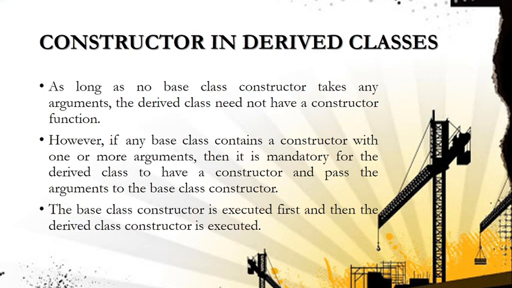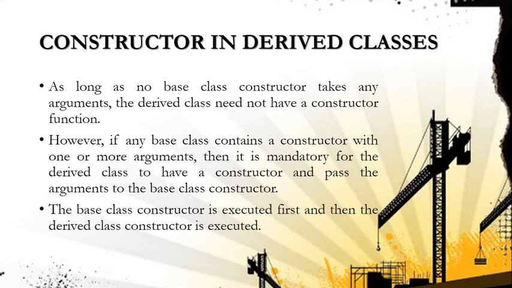As long as no base class constructor takes any argument, the derived class need not have a constructor function. It's mandatory if there is a constructor in your base class. When you're deriving a derived class, you have to inherit some properties from a base class. So obviously you should have a constructor in your derived class. And understand, the values that you're going to pass into the base class's constructor will be defined using the derived class's constructor. Look at the second point.